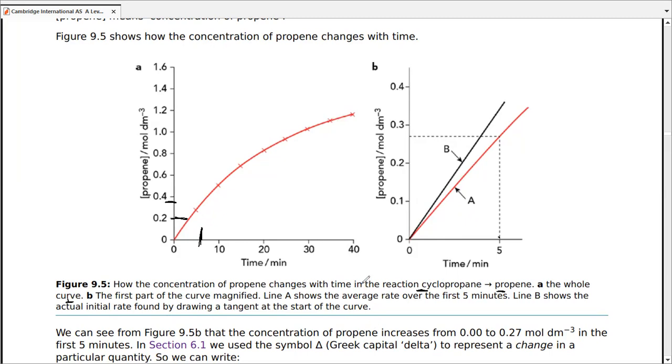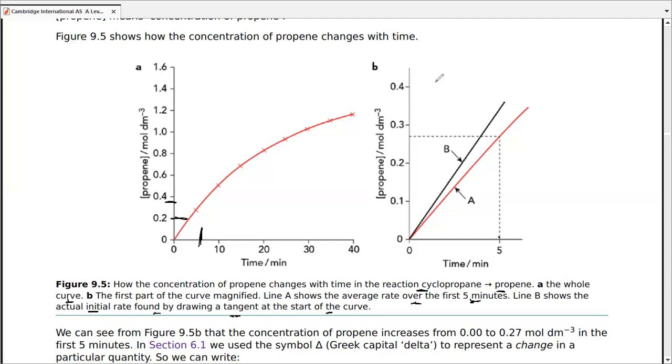Now, there are two lines, line A and line B. Line A shows the average rate over the first 5 minutes. Line B shows the actual initial rate found by drawing a tangent at the start of the curve. So we will be drawing tangents at any point of the curve, and we can also go for an average rate over a specific amount of time. Both kinds of rate, instantaneous or initial rate and average rate, are discussed below.